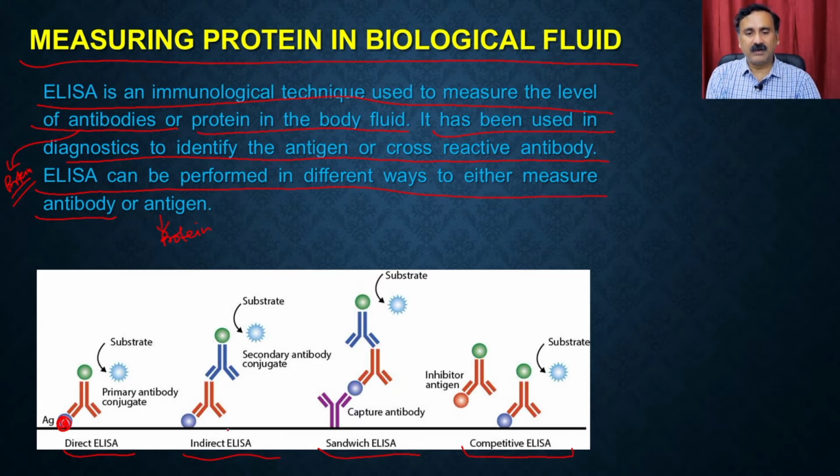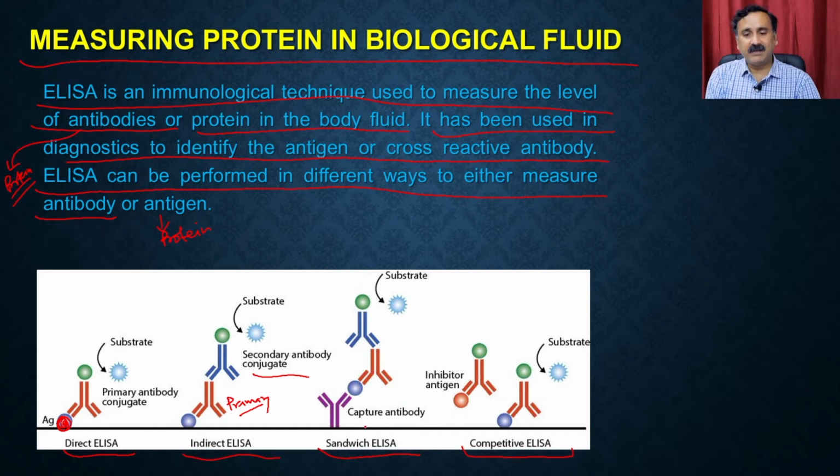Same is true for the indirect ELISA. Indirect ELISA is the same except that you have two antibodies. You have the primary antibody and then the secondary antibody, and that secondary antibody is coupled to the enzyme. So the signal you see is from the secondary antibody rather than the primary antibody, and that's why this is called the indirect ELISA.